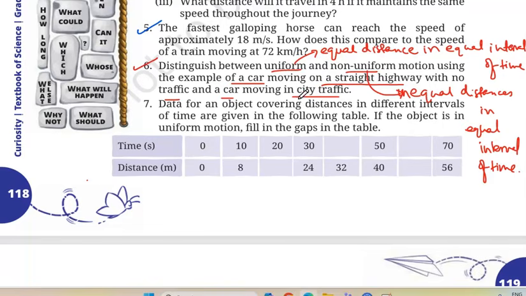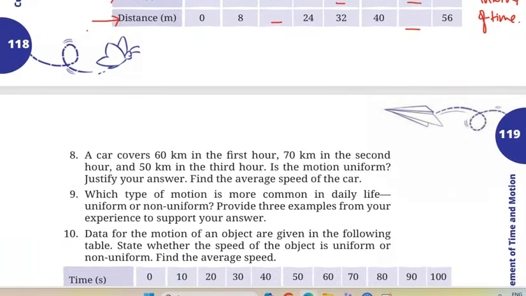All right, now coming to question number 7. Here you have data for an object covering distance in different intervals of time. You see, time is given to you, and with the time, distance is also given to you. What you need to do is fill in the gaps in the table. So let us see how we can do this question.